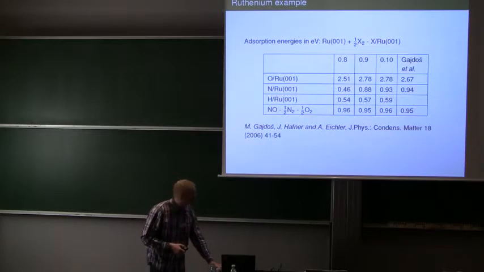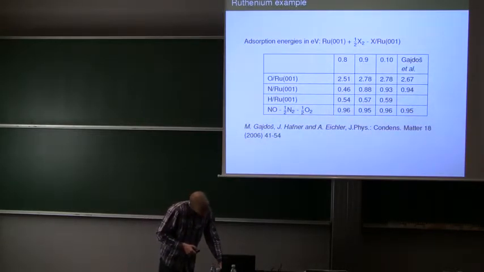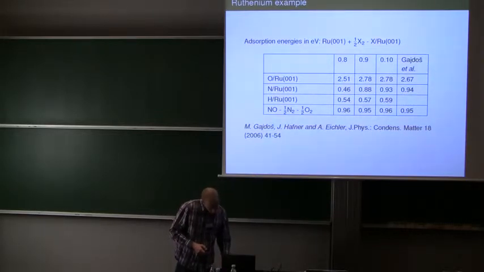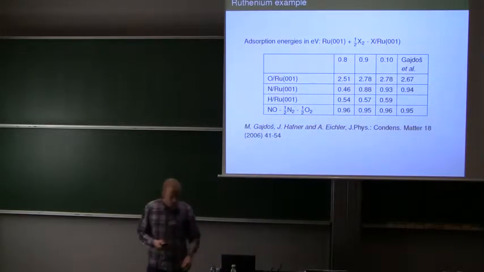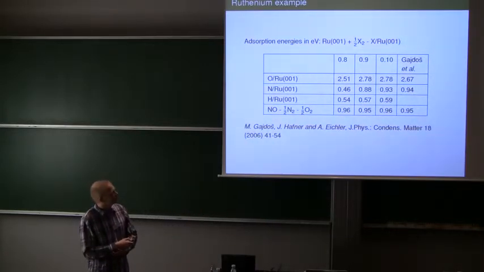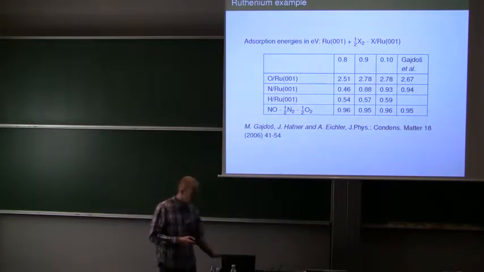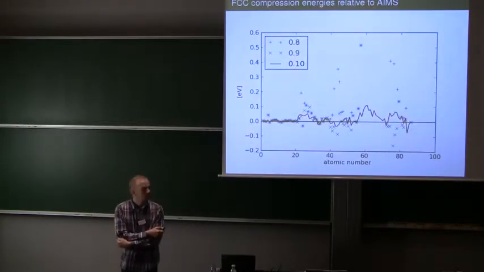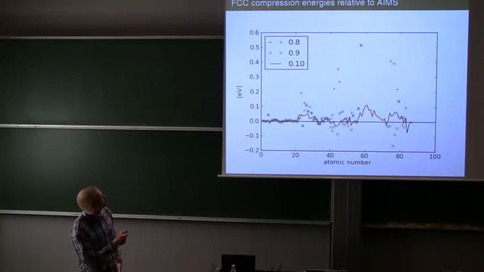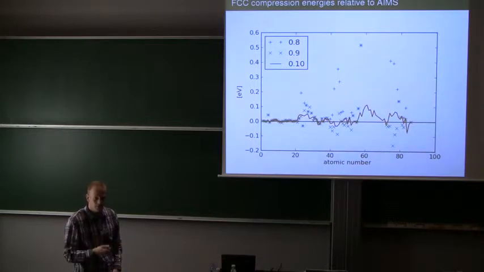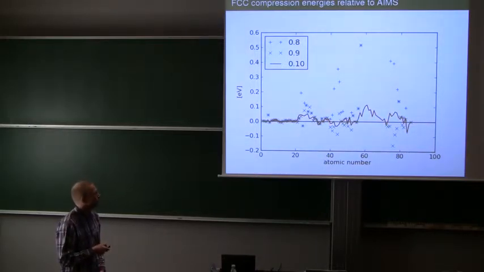And if we go back and look at the previous slide, you can see that the formation energy for ruthenium oxide wasn't that bad. So you could not predict that it would be this bad for a real example. But if you then look at the FCC compression energies, number 44, ruthenium, is actually one of these two. So it shows up in this test that it's not a good PAW set. But the green one does a lot better, and the red one does even better.